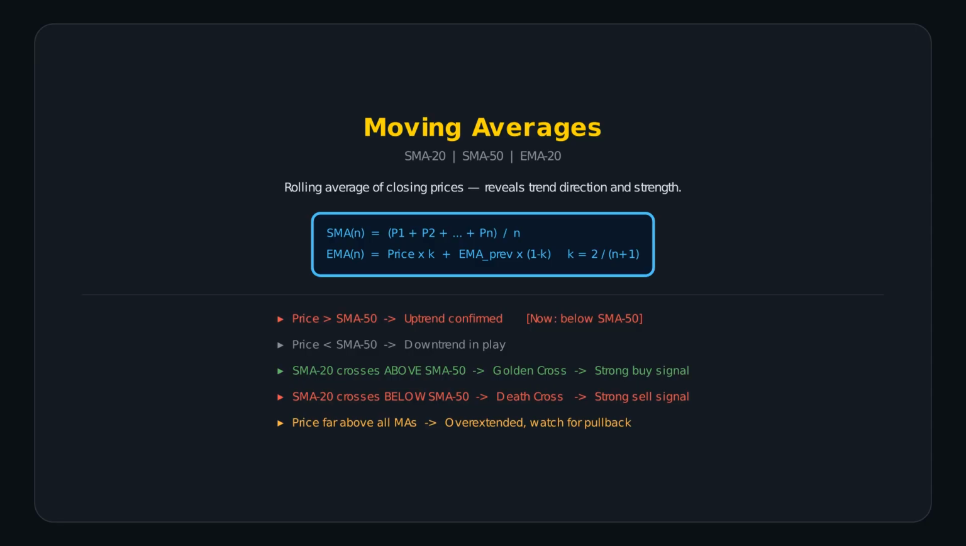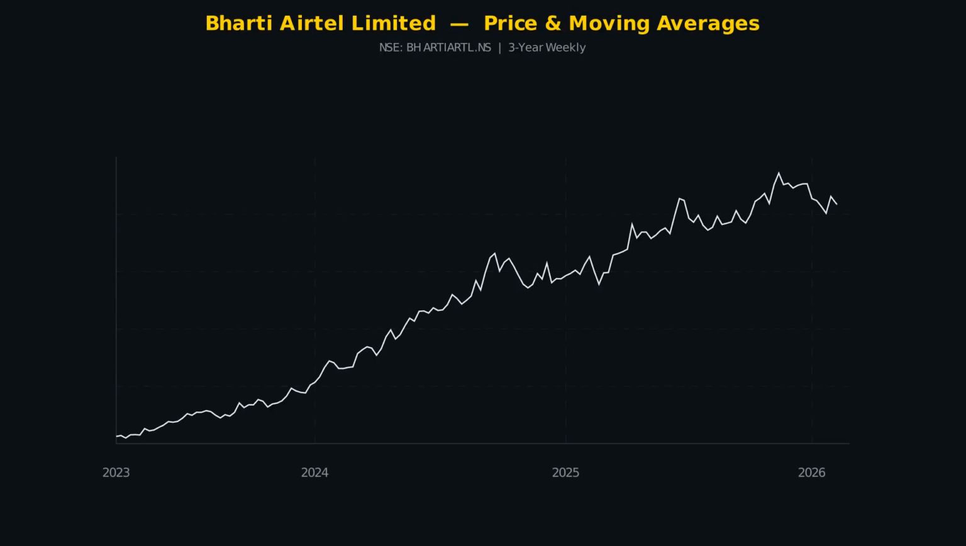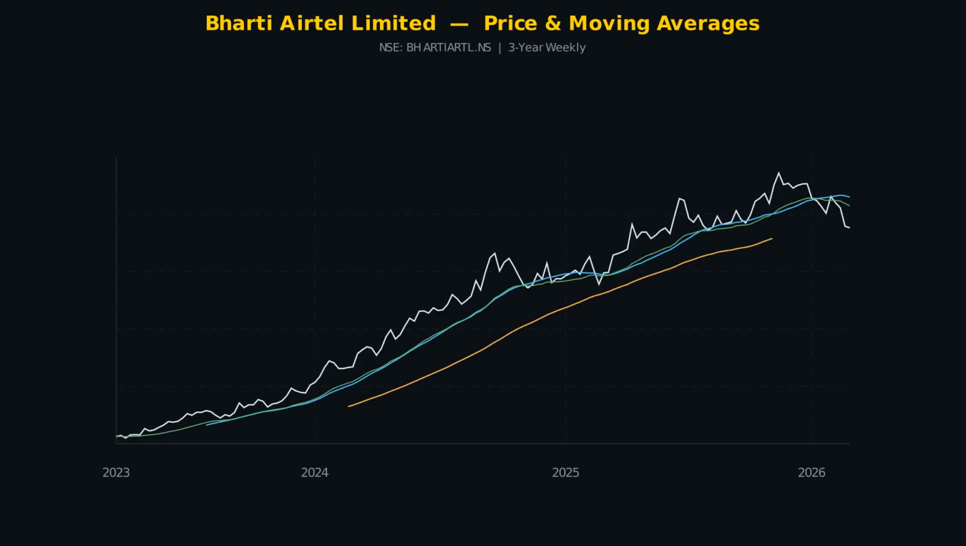A golden cross, the fast average crossing above the slow one, is one of the strongest buy signals in technical analysis. Bharti Airtel Limited is currently at Rs 1,871. The SMA 20 is at 2,035, and the SMA 50 is at 1,945. Price is below the 50-period average, indicating a downtrend. Watch how the moving averages act as dynamic support and resistance throughout the 3 years of price history shown here.